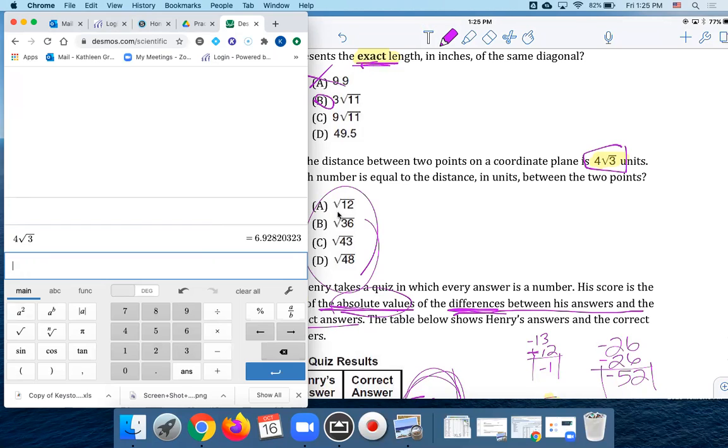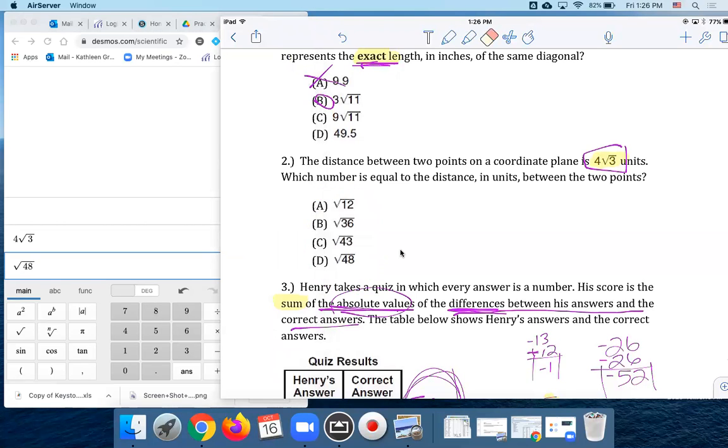So I'm going to try option A, square root of 12. Okay, not the same decimal, so I know option A is not going to work. So now I look at option B, square root of 36. This is a perfect square. Yep, so that's not going to work. Okay, square root of 43. Nope. So that leaves me with option D, and just to be sure, square root of 48. Oh no, sorry, I went too far. Square root of 48 is exactly the same decimal. So we're using our resources to try to figure out how they are the same.